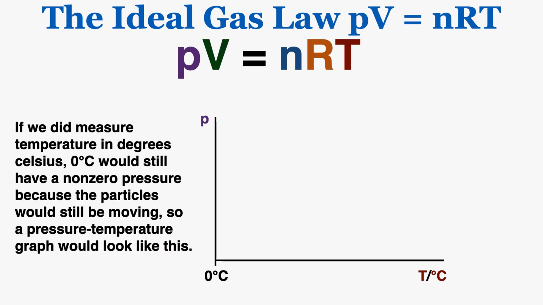One last note about graphing. If we did measure temperature in degrees Celsius, 0 degrees Celsius would still have a non-zero pressure because the particles would still be moving. So a pressure temperature graph with Celsius as the unit of temperature would look something like this with a non-zero y-intercept, because at 0 degrees Celsius, there would still be a non-zero pressure.